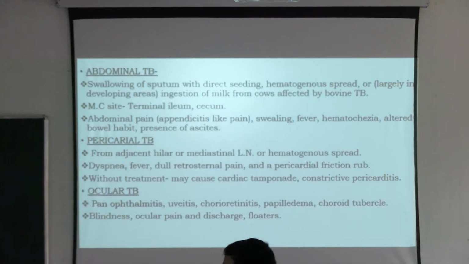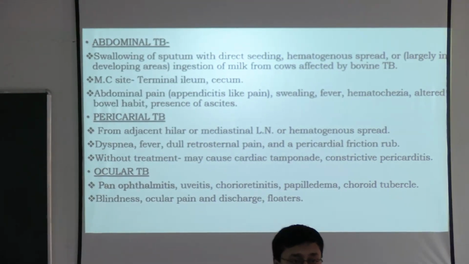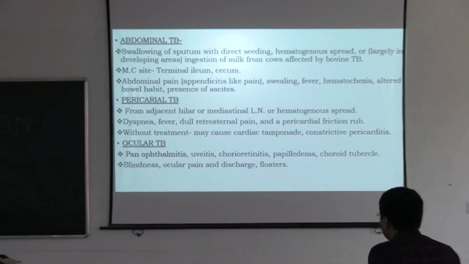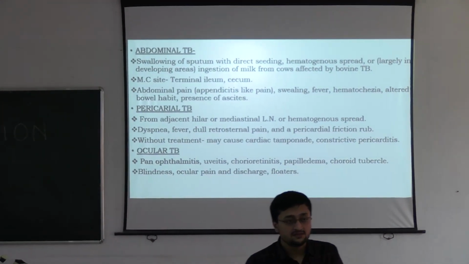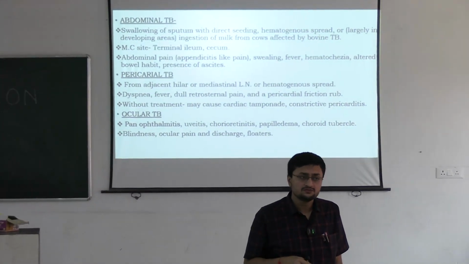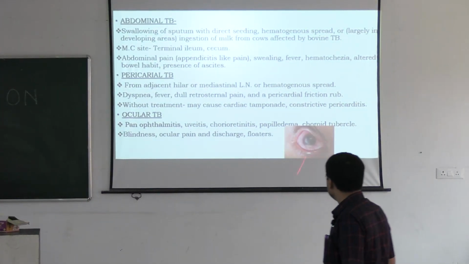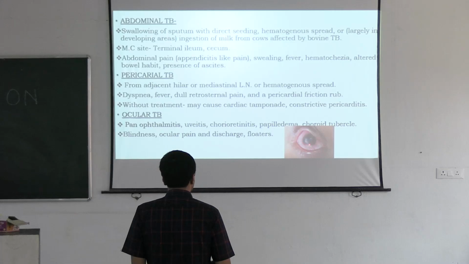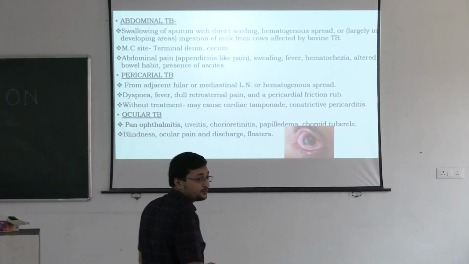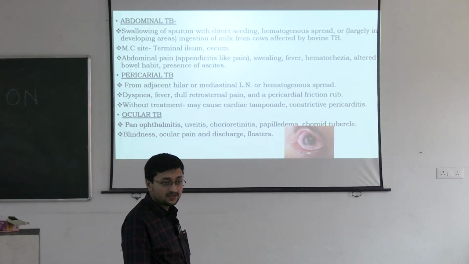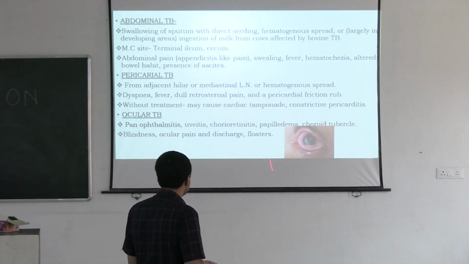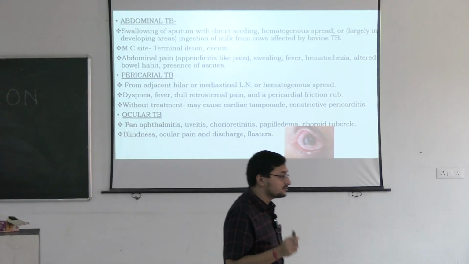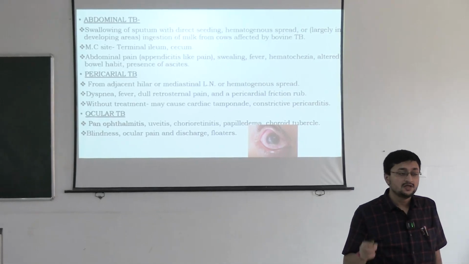Next, ocular tuberculosis: mostly panophthalmitis, uveitis, papilledema and chorioretinitis. So symptoms are blindness and ocular discharge with fever. This is hypopyon, this is tubercular hypopyon, right? And this is tubercular uveitis, okay? But mostly ocular tuberculosis is due to hematogenous dissemination.